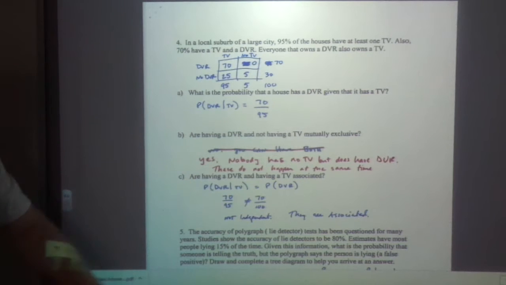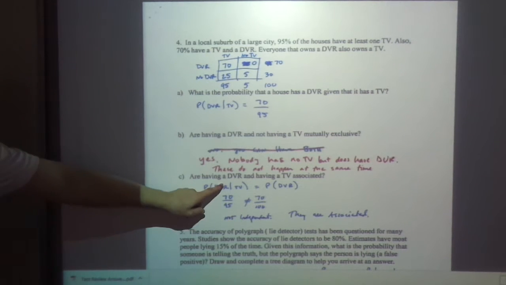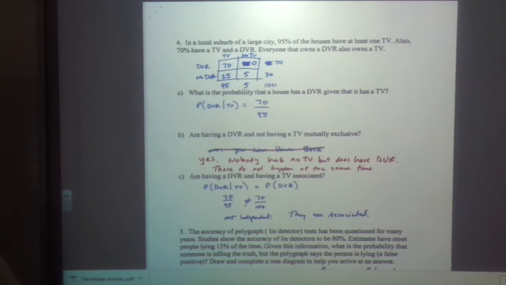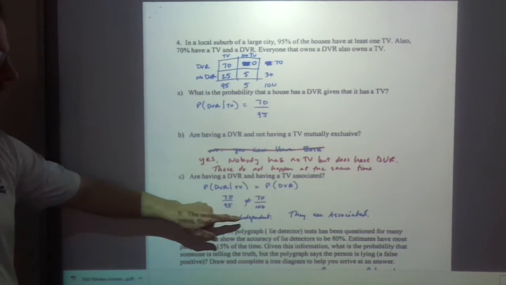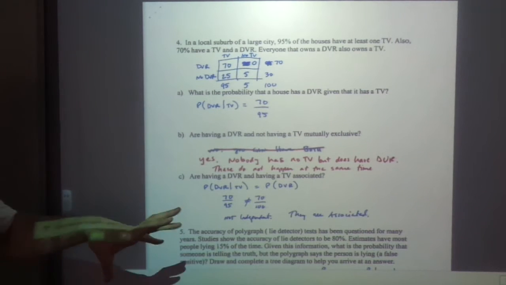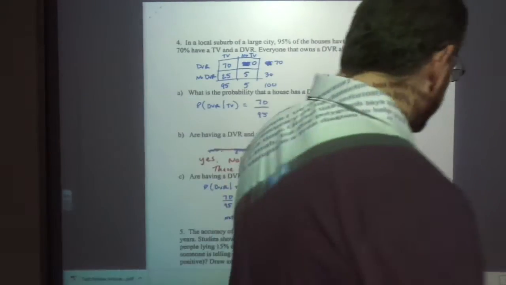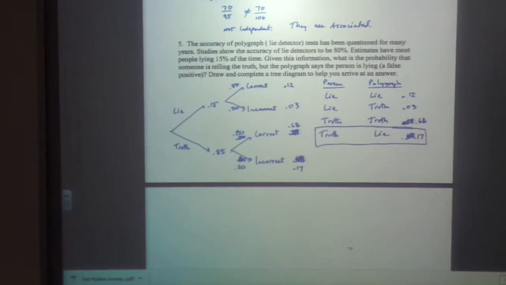Are they associated? Well, again, I'm going to go back to my formula. Does A given B equal A? A given B is this one. The normal probability of having a DVR is 70%. So these are not equal. They are associated. That means you are more likely to have a DVR player if you have a TV, which makes sense. The last one here is about a lie detector.